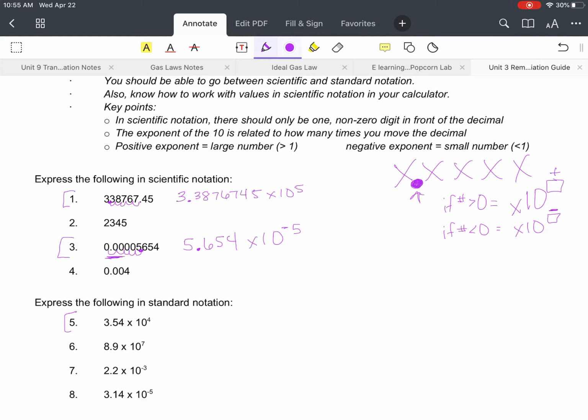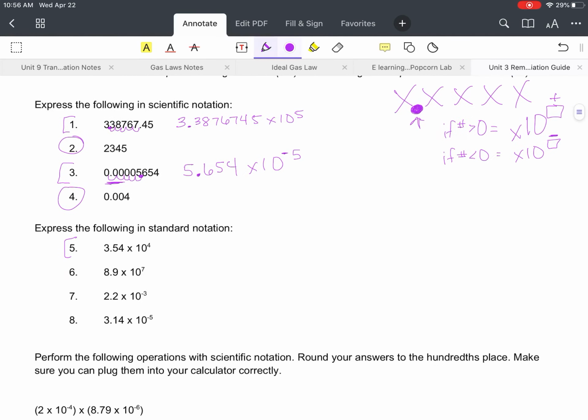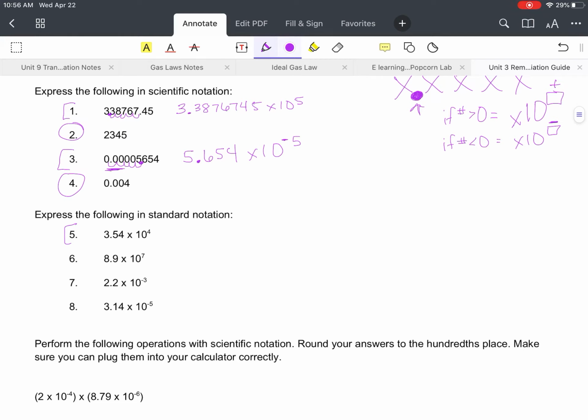Okay, and you can kind of compare number 1 and number 3. If this number is positive, I can tell they look different. This one down here, number 3, is negative, because it's a little bitty number. Okay, so now what I want you to do is try to do number 2 and number 4 by yourself, and then you can check the key when you get done.